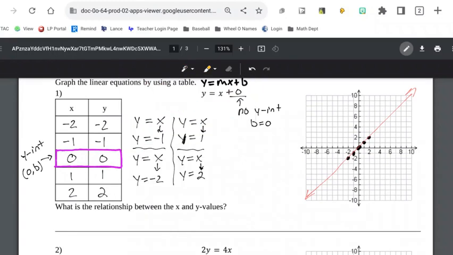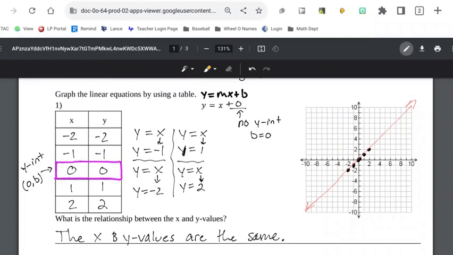So then we have this question. What is the relationship between x and y values? Well, in this case, the x and y values are the same, which makes sense because our equation is y equals x. They equal each other. Okay, just a quick note to say we have a positively graphed line because we have a positive slope.